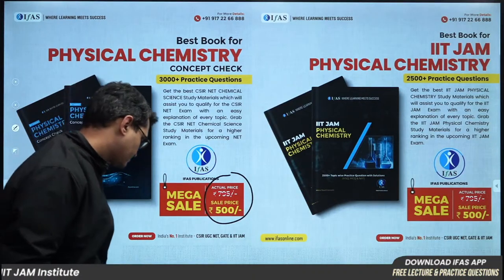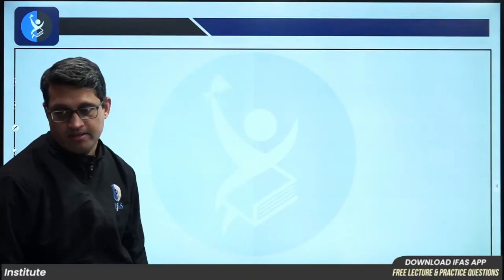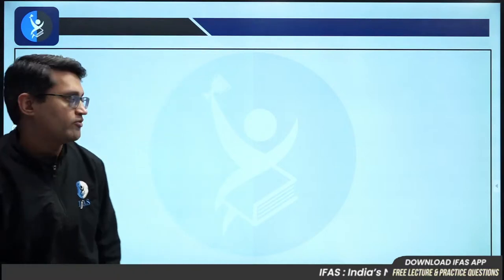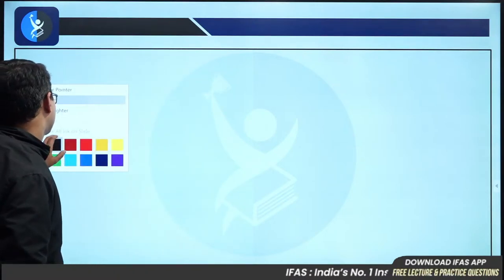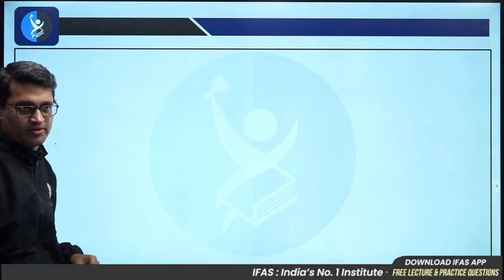Yes, so Leela is asking, removing an electron from the ground state is called the ionization energy. Correct, absolutely correct. The energy required to remove an electron from the ground state, that is what is called the ionization energy.